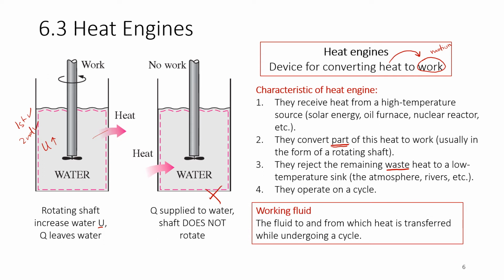And in order for it to operate on a cycle, there has to be a working fluid. What is a working fluid? It's the fluid to and from which heat is transferred while undergoing a cycle. So there's a cycle. Just think about a system like your aircon system or your car. All the devices are working. You can't just have one device. You need to have all the devices. In aircon, for example, you need a compressor, you need the, what do you call this, the pump. So how are these devices connected? The working fluid is what connects them. You will see in specific systems what kind of working fluid we are referring to. Right, so that's the introduction to heat engine.